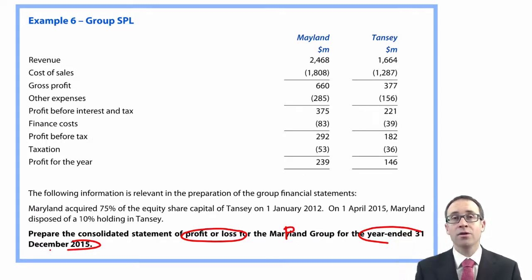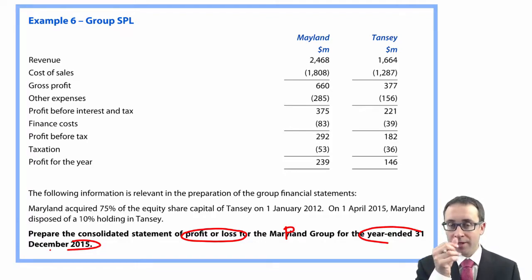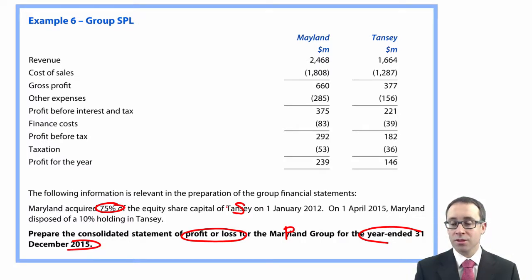You can see up there the standard format of the statement of profit or loss: revenue, and then all your costs right down to your profit for the year. The important bit is the information at the bottom. It says Maryland acquired 75% of the equity share capital of Tansy, so Tansy has been a subsidiary since the 1st of January 2012. That's 2012, 13, 14, 15, four years up until the end of this year. But we need to read on to see whether there have been any changes in ownership within that fourth year.